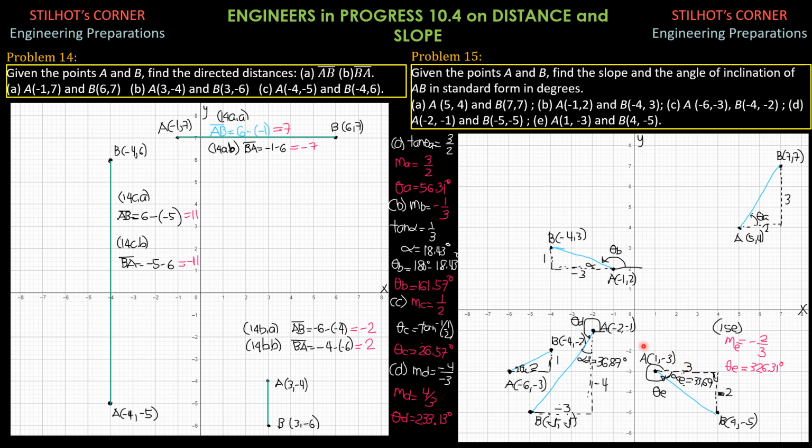Therefore, that angle in standard position, theta E, is 360 degrees minus 33.69 degrees, which is 323.31 degrees. However, the slope of AB is negative 2 over 3, so consider the sign back. Of course, it lies in the fourth quadrant, where the slope is negative.